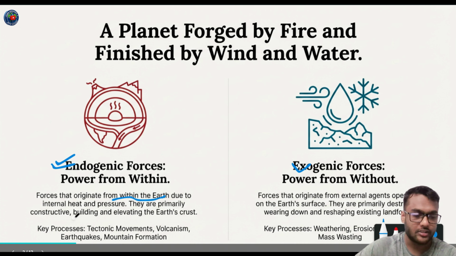They are primarily constructive, building and elevating the Earth's crust. Key processes: tectonic movements, volcanism, earthquakes, mountain formation.